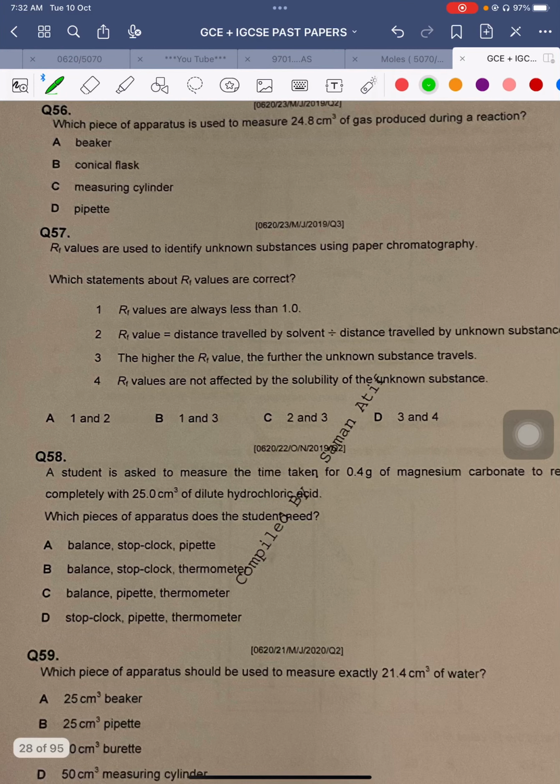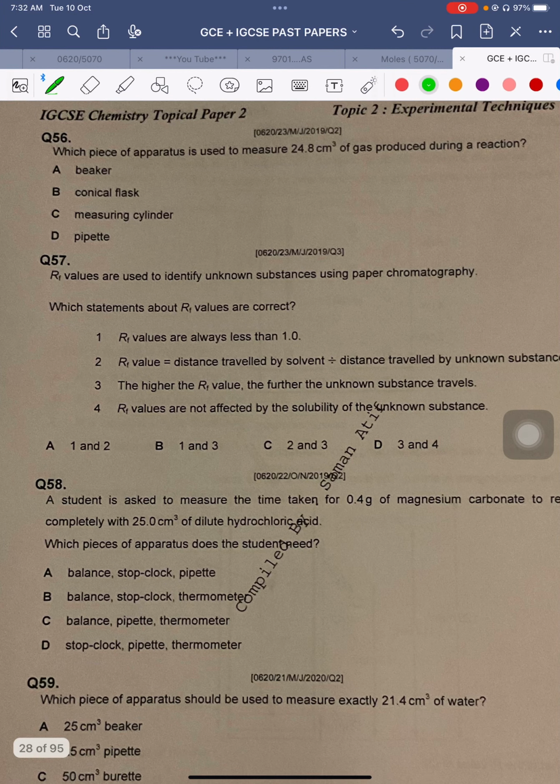Hey guys, we are back with the practice of the past papers related to experimental techniques. This time, which piece of apparatus is used to measure 24.8 centimeter cube of gas produced during a reaction? All right, so I am telling you 24.8 centimeter cube of gas. So it will be either a gas syringe or anything which is capable to measure the volume very accurately.